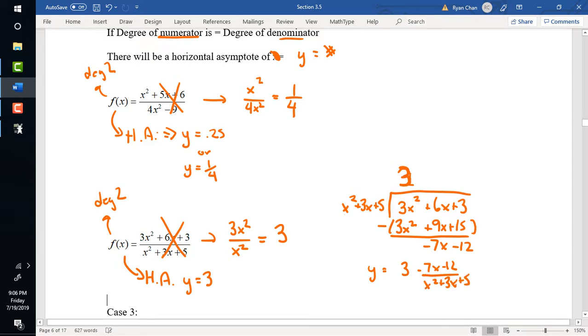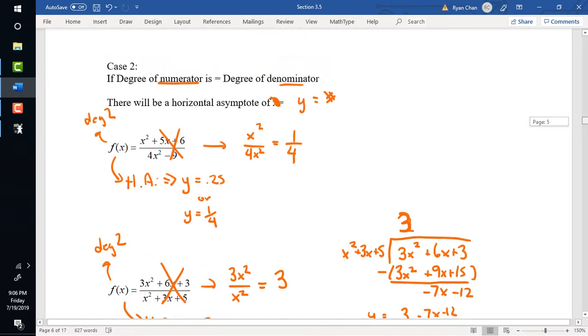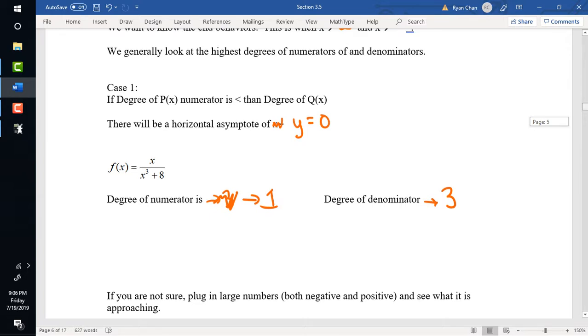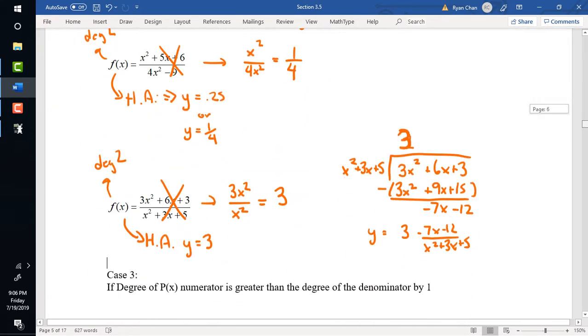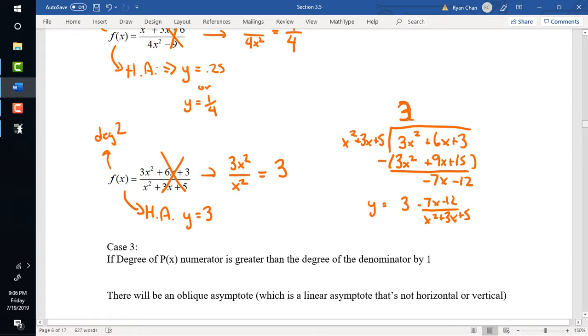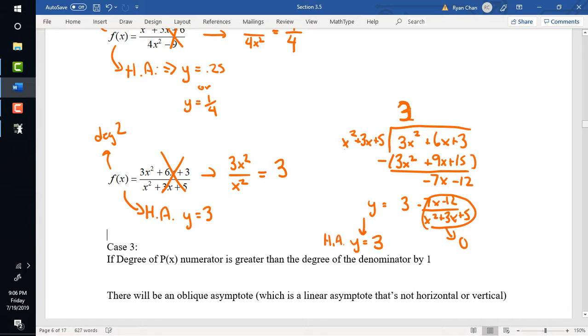Now the thing I want you to realize is this. Remember, based off of case 1, if the degree on the bottom is larger than the degree on top, it goes to 0. So this is essentially irrelevant. This goes to 0, and that's why I have a horizontal asymptote of y is equal to 3.